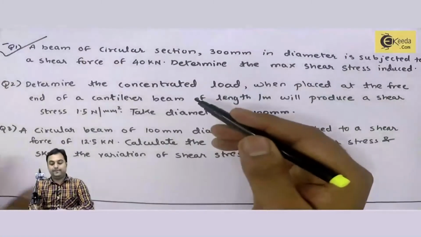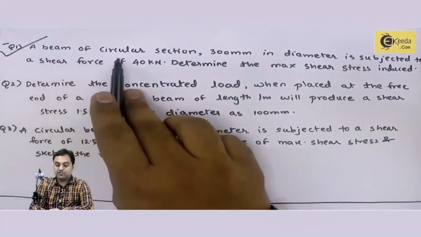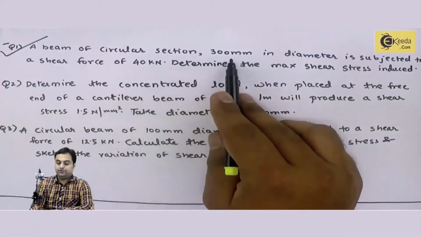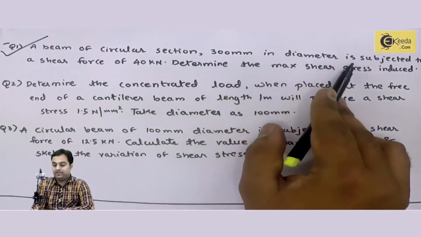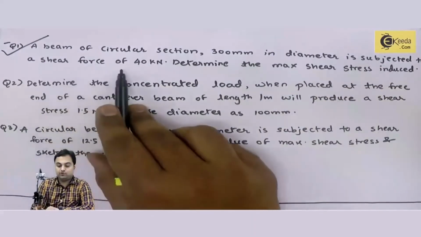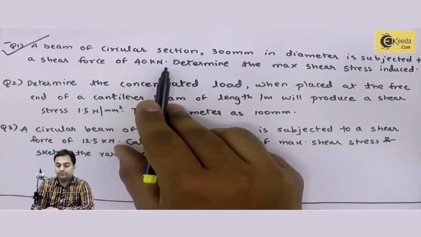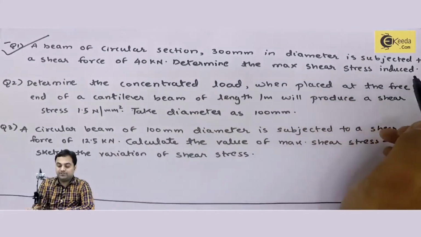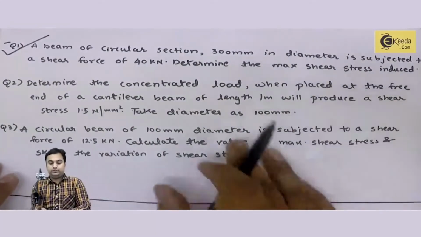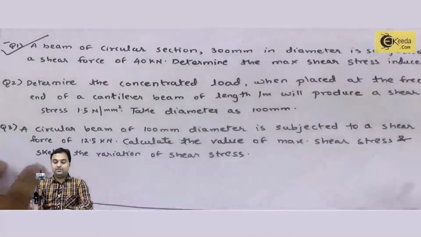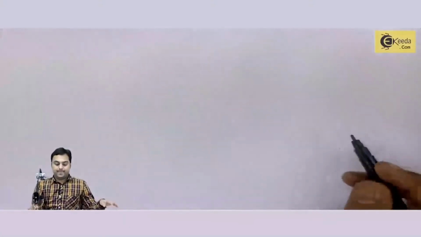नंबर 1 हम लोग सॉल्व कर रहे हैं. A beam of circular section, 300 mm in diameter is subjected to a shear force of 40 kilonewton. Determine the maximum shear stress induced. Here we have a circular section, 300 mm in diameter.